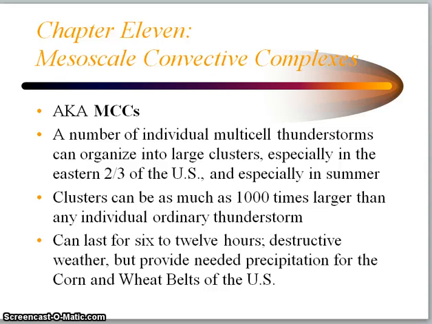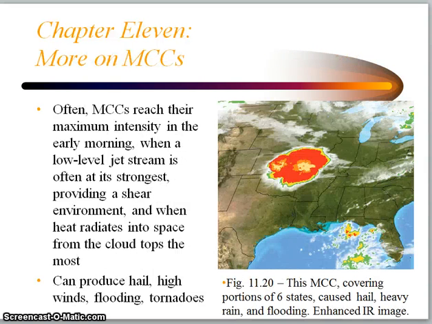These clusters of thunderstorms can be 1,000 times larger than any individual thunderstorm. And while they can be destructive, they also provide very badly needed water for agriculture in the corn and wheat belts of the central United States. Mesoscale convective complexes can look very eerie on color-enhanced satellite images, and you can see how this one covers portions of 4 or 5 states.